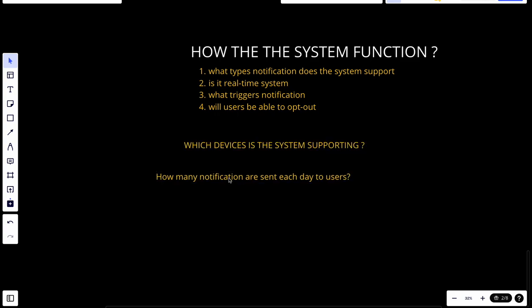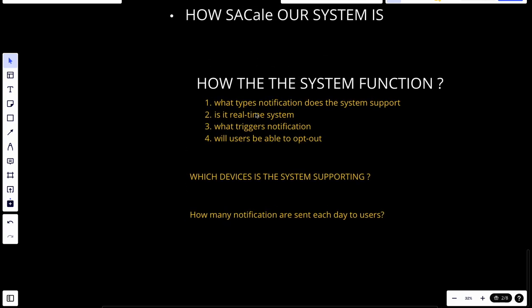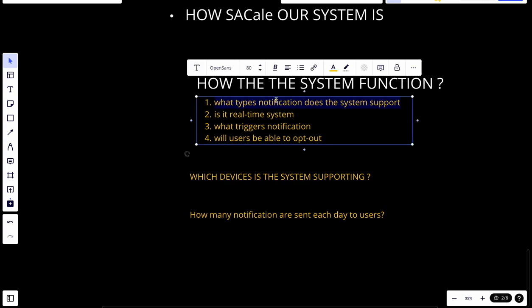And yeah, so we have these questions, and you may find yourself asking between 5 and 8 questions. For example, we're asking here, what types of notification does the system support? The system supports push notifications, SMS messages, and email. So we have three things.